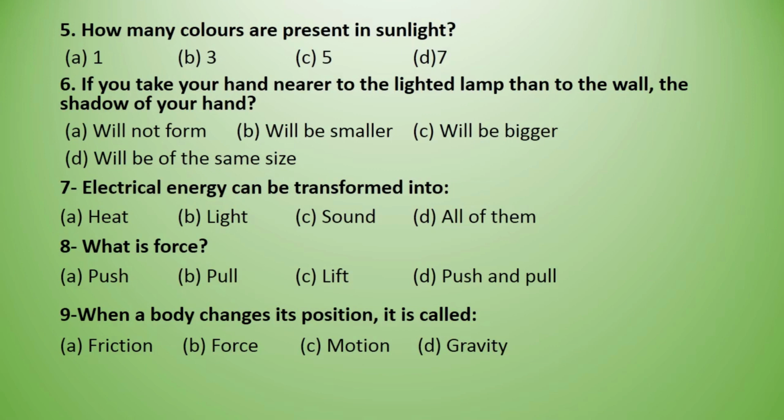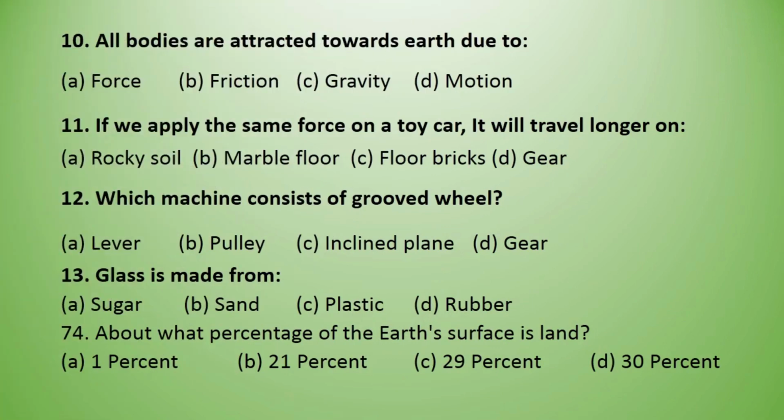8. What is force? A. push, B. pull, C. lift, D. push and pull. Answer is D. push and pull. 9. When a body changes its position, it is called A. friction, B. force, C. motion, D. gravity. Answer is C. motion. 10. All bodies are attracted towards Earth due to A. force, B. friction, C. gravity, D. motion. Answer is C. gravity.